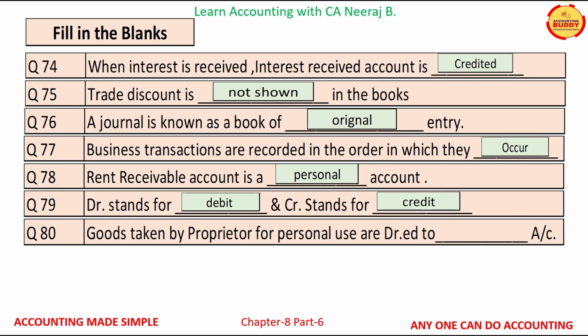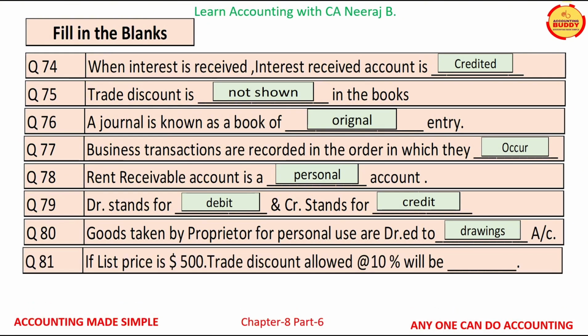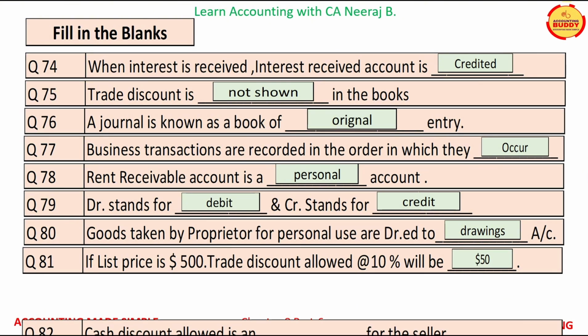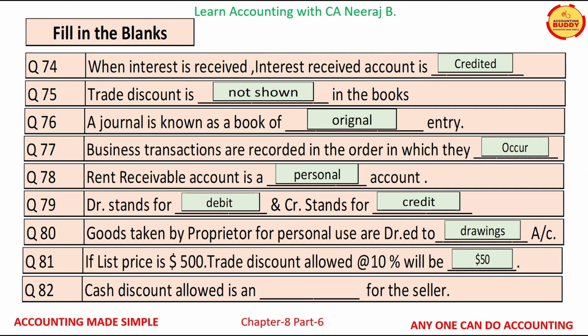Question number 80. Goods taken by proprietor for personal use is debited to dash account. It is debited to drawings account. Question number 81. If list price is $500, trade discount allowed is 10%, the trade discount will be dash. $50. Question number 82. Cash discount is a dash for the seller. It is an expense for the seller.